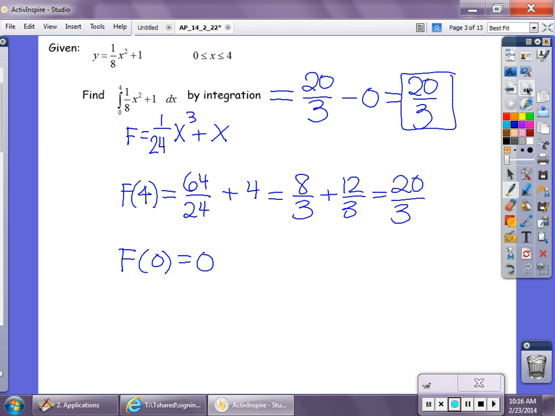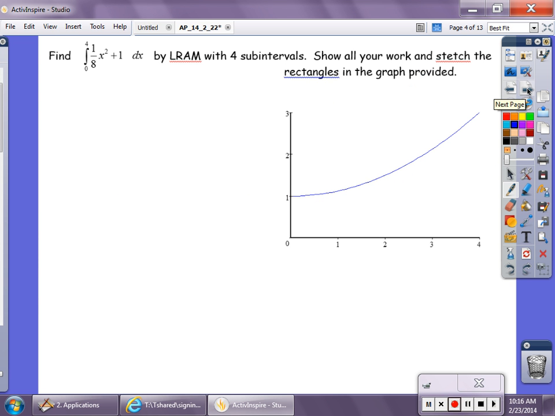So 20 thirds. So now I'm just going to ask that you do an LRAM with 4 subintervals. So even though the graph is there, I actually want to go back through how we do it without a graph. I am going to start off by creating the LRAM, so you should still be able to draw a RAM. So we connect to the curve on the left side of the rectangle. Alright, so there is what the LRAM looks like.